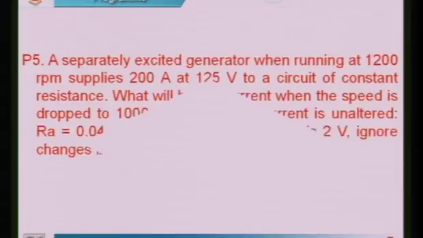I will stop at this stage. I will continue the problems in the next class, and I will also explain what the different types of DC machines are, and what different characteristics you get with respect to the generator and motor. Today I am going to continue with the problems.